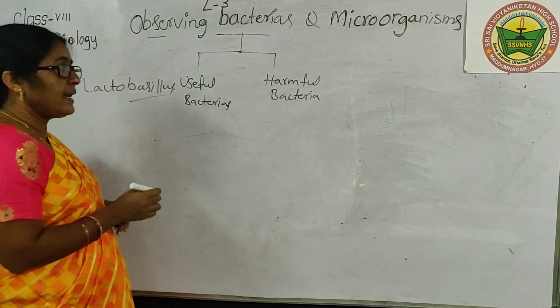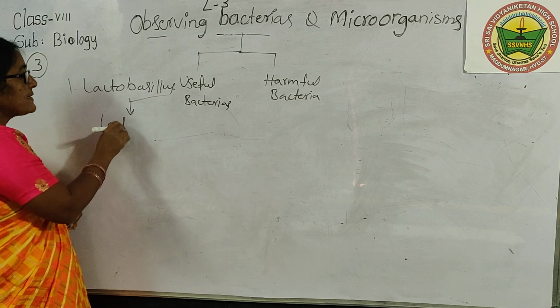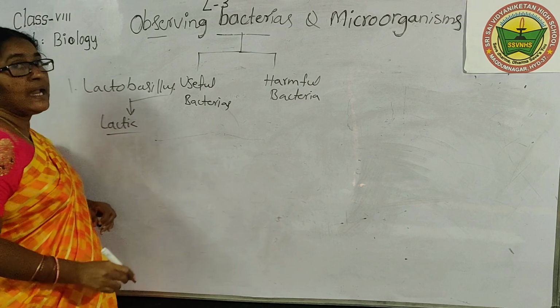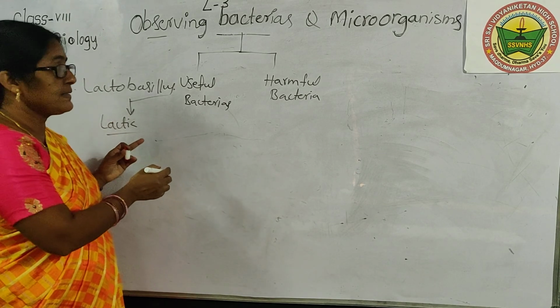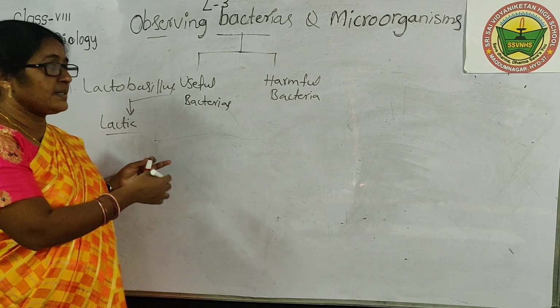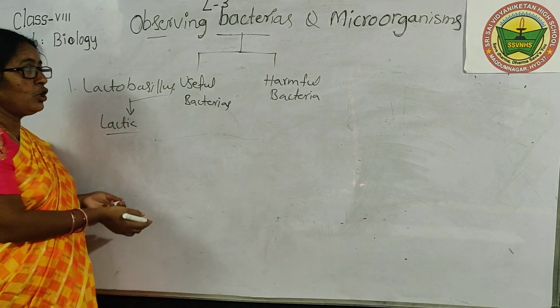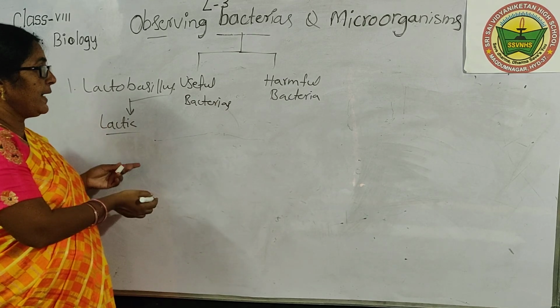That bacterium produces an acid. What is the acid? Lactic acid. So lactic acid is produced by one of the bacteria, Lactobacillus. It is used in our daily life activities, in our diet. It is included in our diet daily. So that is a useful bacterium.